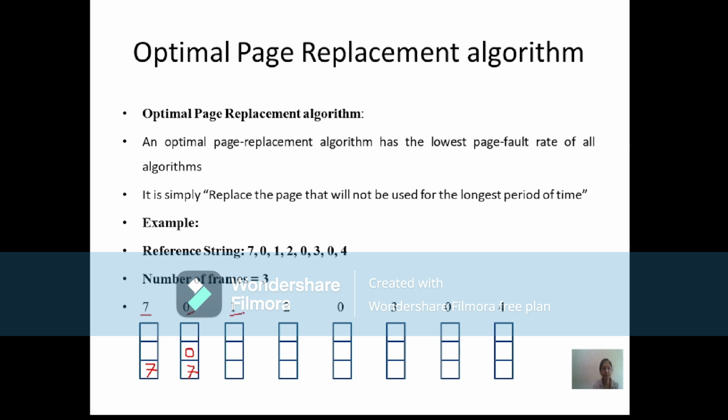Next, there is a demand for page number 1. In our frame we have page number 7 and page number 0, and page number 1 is not there, so we have to load page number 1. Load means it's a page fault. So we have loaded page number 1 into the frame. Next, there is a demand for page number 2, and which pages do we have in our frame? We have page number 1, page number 0 and page number 7.